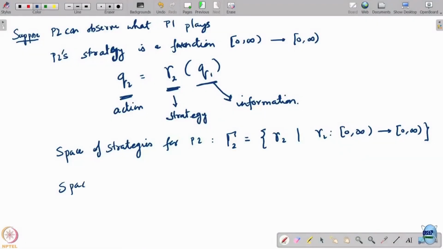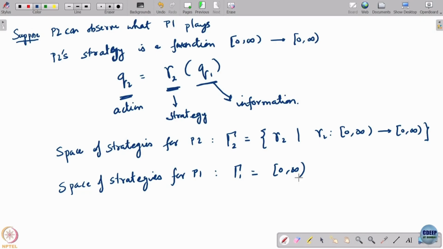Okay. Now, that does not mean player 1 does not have to strategize, that is a different matter altogether, but he does not need to have a contingent plan which says that, if this is my information, then this is what I will do. If that is my information, then that is what I will do, etc. So, player 1's space of strategies for player 1 is, this is still 0 to infinity.